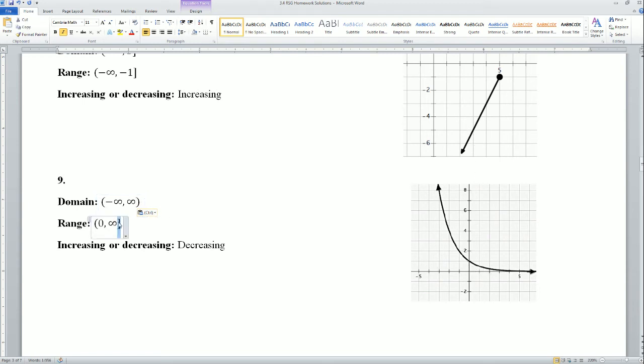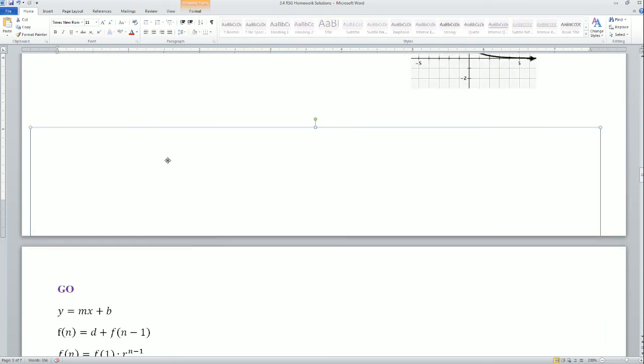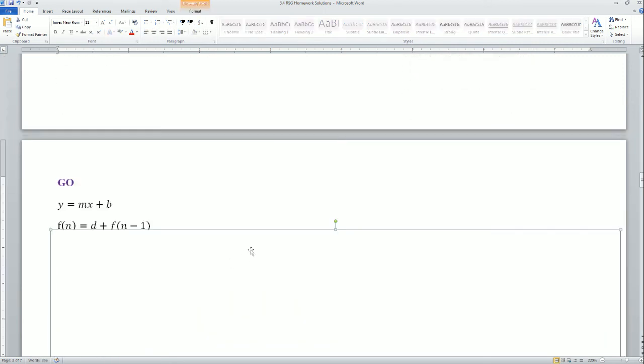And we can never contain infinity. We have to always keep that open. And from left to right, it looks like it is decreasing. Okay? Alright, let's look at the go now.